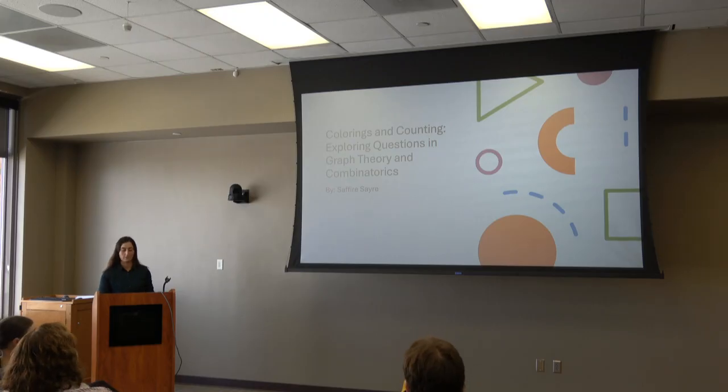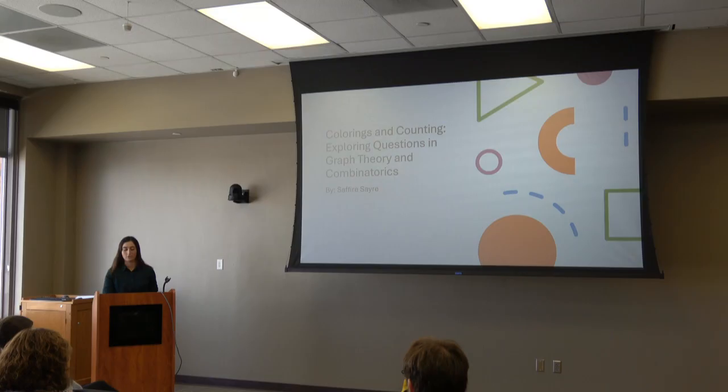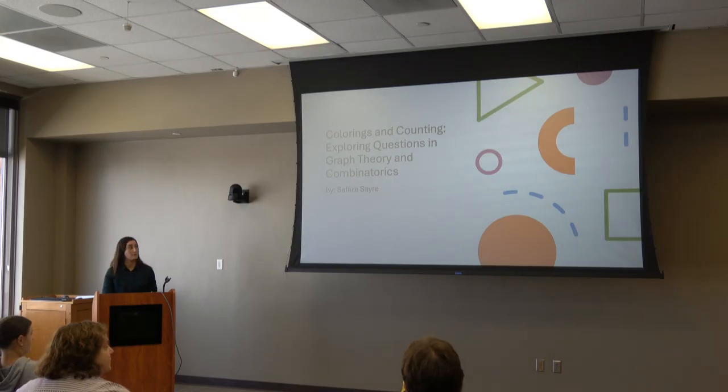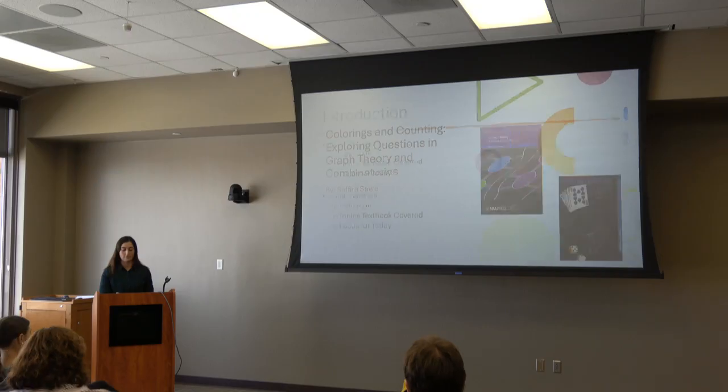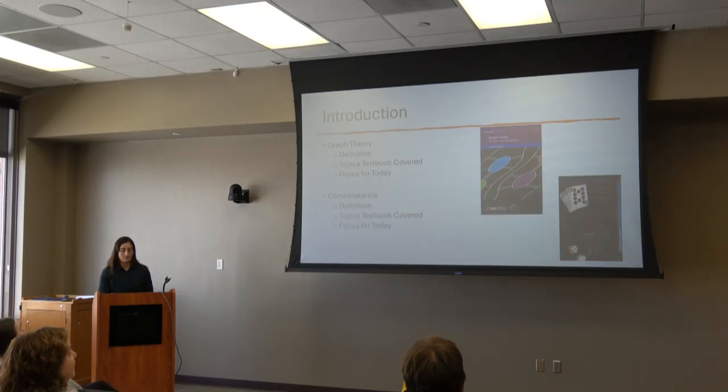Terms of graph theory and combinatorics. Before we jump into some math, we'll first talk about what graph theory and combinatorics are, and what I spent my last semester and a half studying, some of the topics which we'll cover today, and some I chose to leave out. So graph theory is a branch of mathematics studying relationships between objects represented by vertices, also called nodes or points, connected by edges, also called lines.